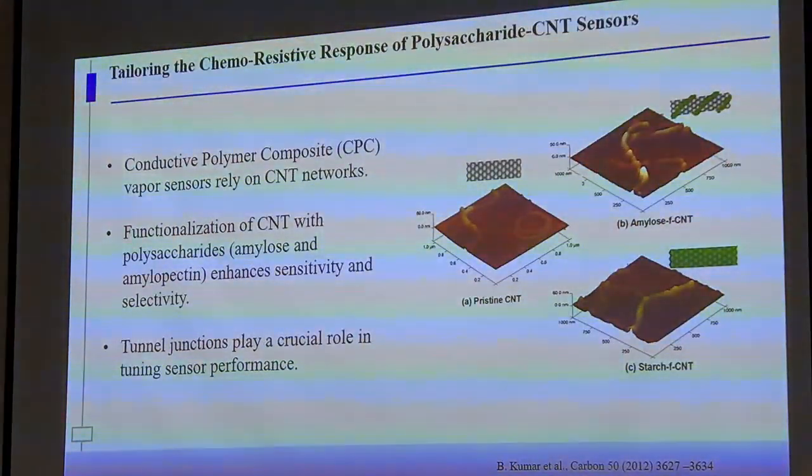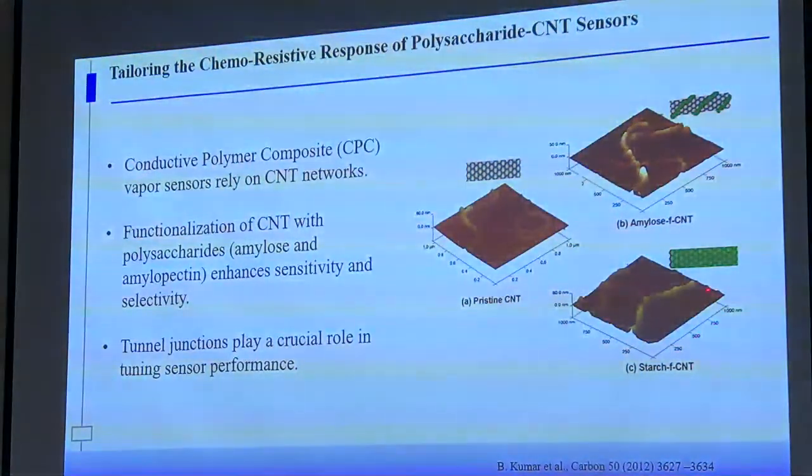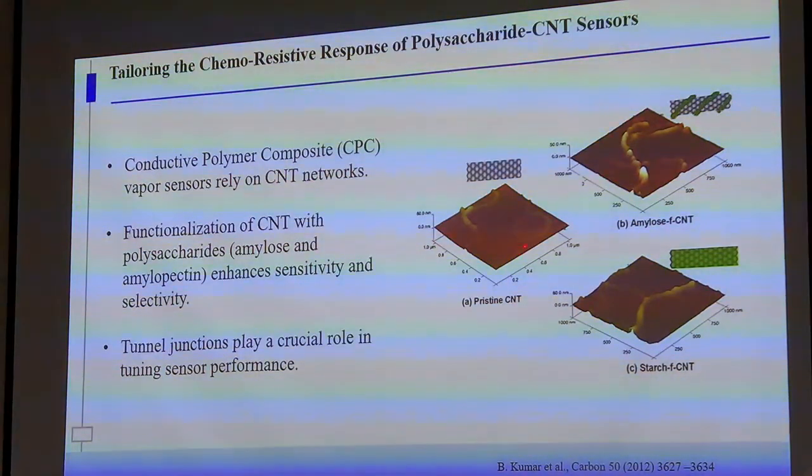In another way, there is another molecule that is called amylose. So amylose has a tendency toward a helical structure. And then if you simply mix it with carbon nanotube, what will happen? This molecule wraps the carbon nanotube itself, helically wraps the carbon nanotube. And here you see a simple one, that's a starch functionalized carbon nanotube. This is amylose functionalized carbon nanotube, and this is pristine carbon nanotube.